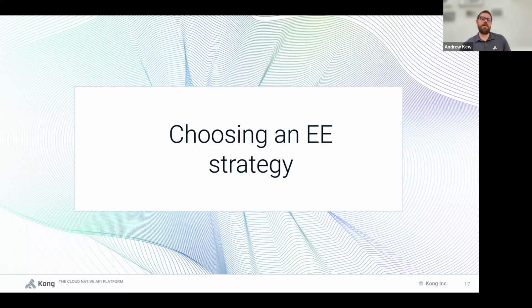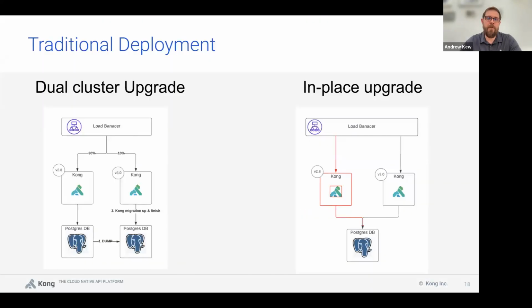So which strategy should I choose? Let's go through a couple of them, especially looking firstly at the EE strategy. If you're running Kong Enterprise on-prem, in a traditional deployment, you've got two options. You can either do your dual cluster upgrade, where you deploy another instance of Kong and a replication of your database, which gives you no downtime, or you can do your in-place upgrade, where you have a little bit of downtime, and you don't have to replicate your database. Those are your two options with the traditional deployment. Which one to choose is obviously based on your sensitivity to downtime.